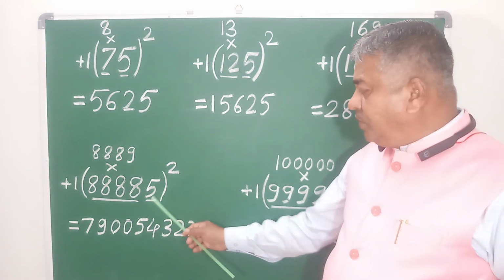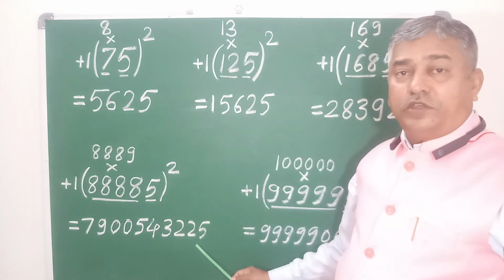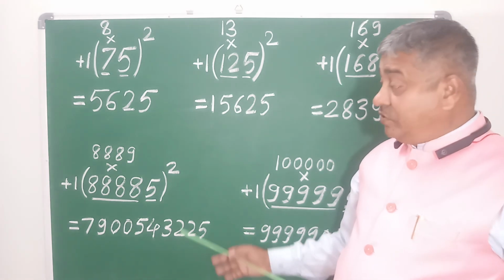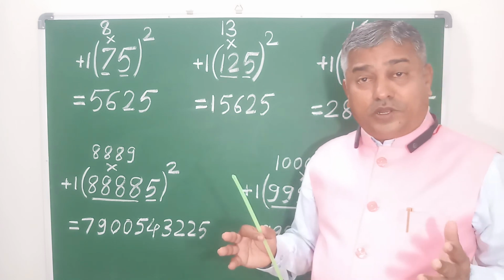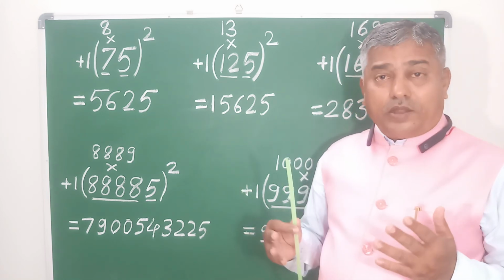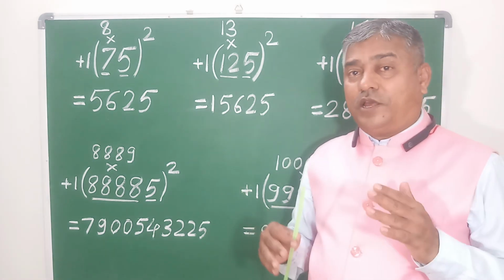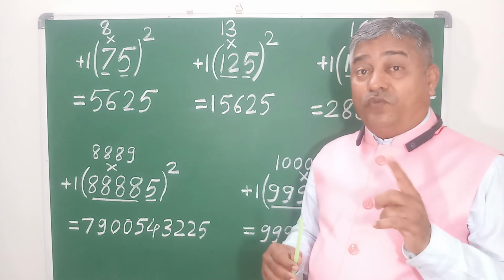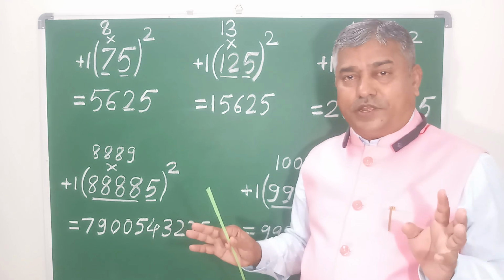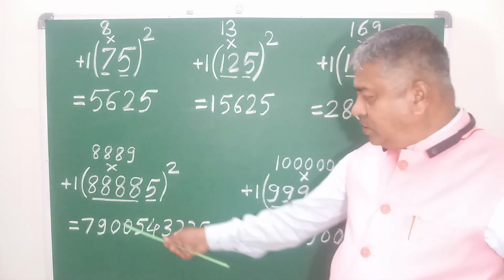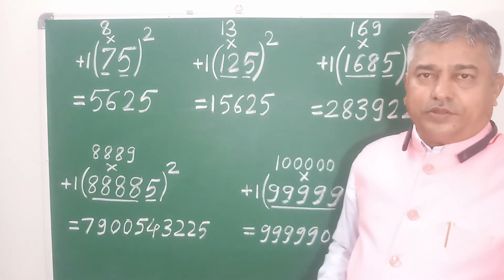And now keep the square of 5, that is 25. See how bigger and bigger numbers ending in 5 can be squared very easily with the help of Vedic techniques. We can understand it very easily here. See, here we got the bigger number.